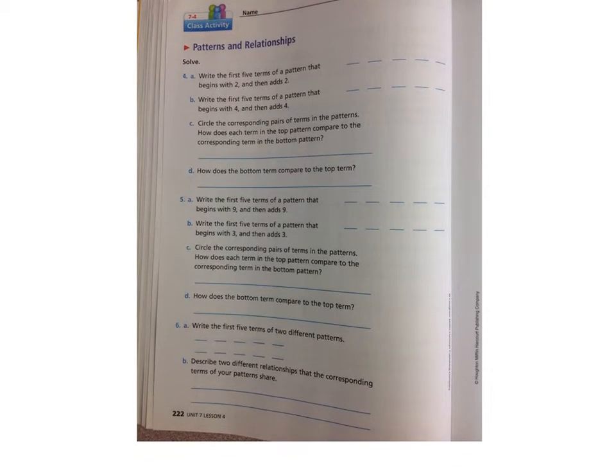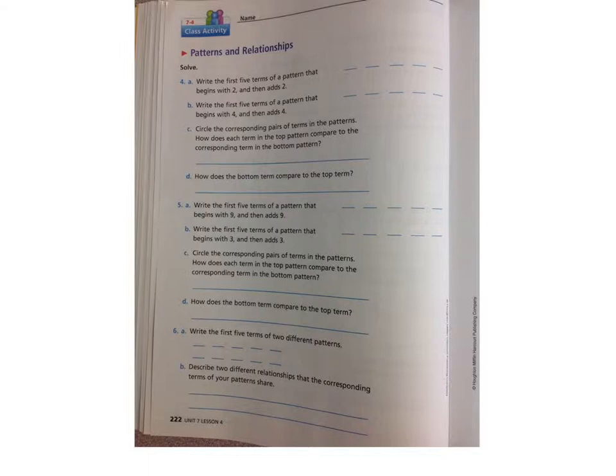All right, this is SAB page 222, Patterns and Relationships. It says solve. Write the first 5 terms of a pattern that begins with 2 and then adds 2. So we know how to do this. Start with 2, and then add 2. 2 plus 2 is 4, 4 plus 2 is 6, 6 plus 2 is 8, and 8 plus 2 is 10.